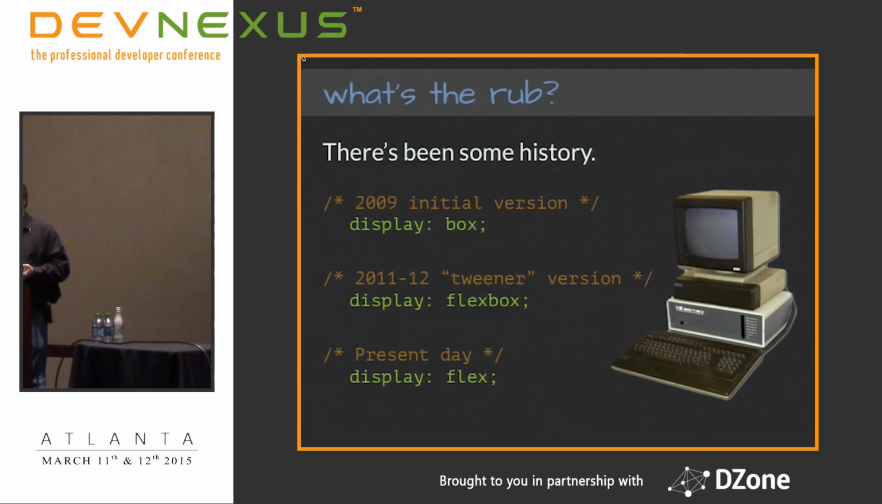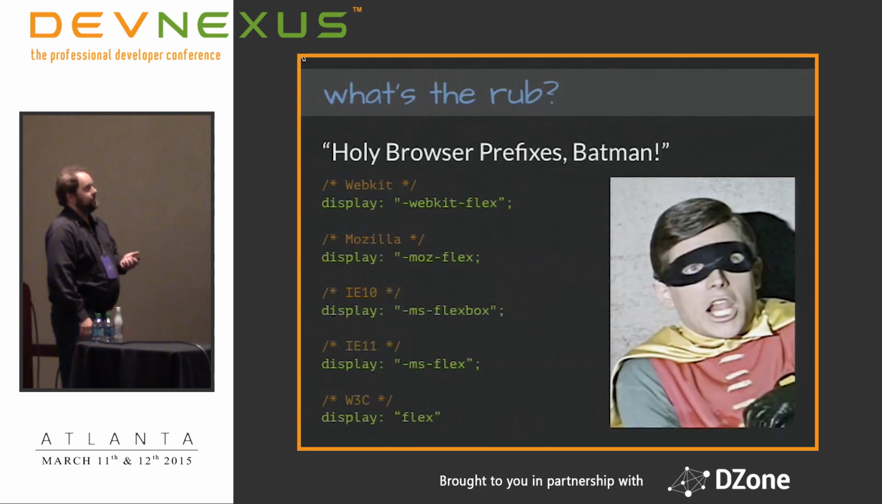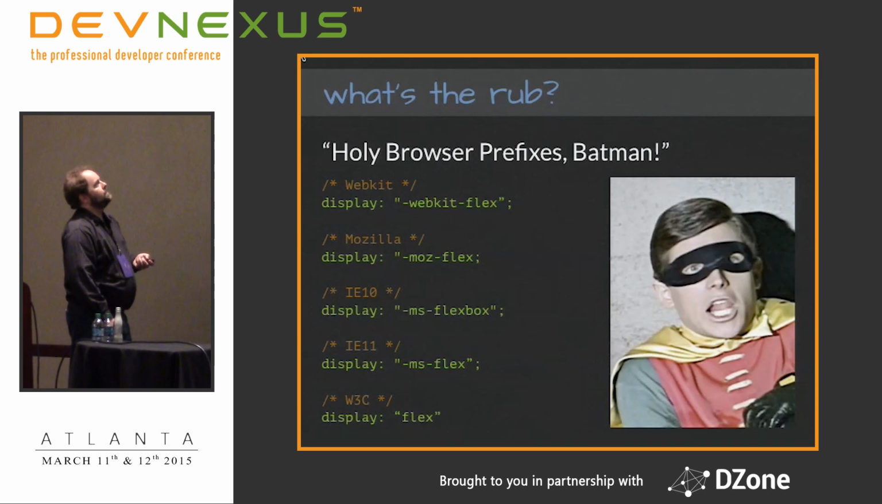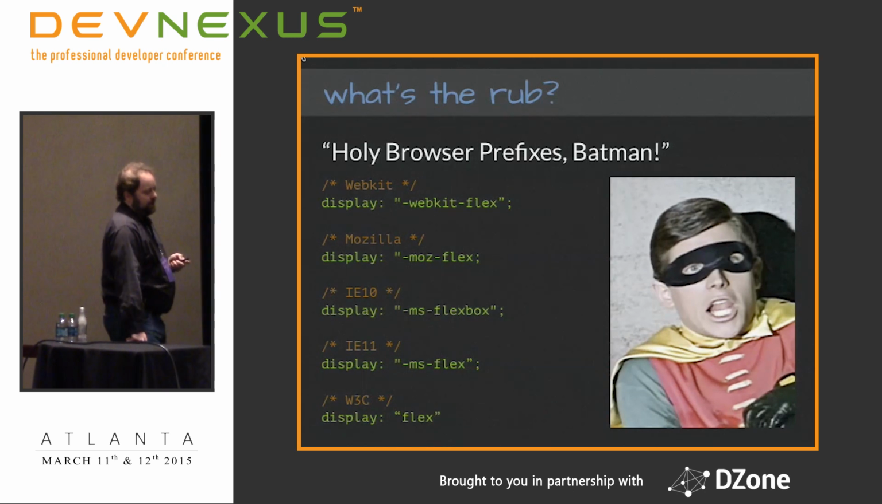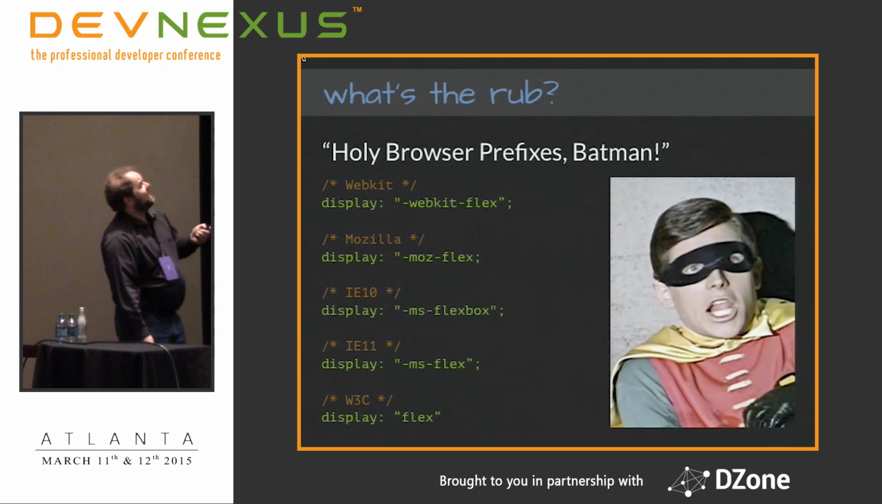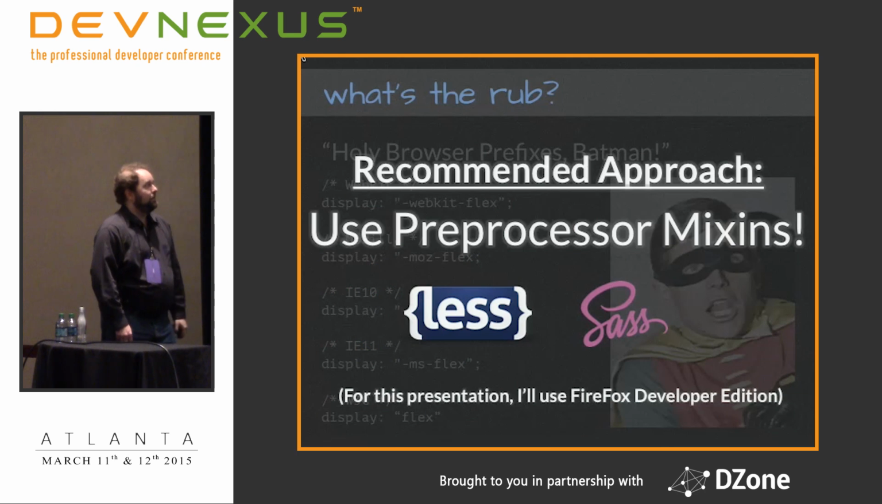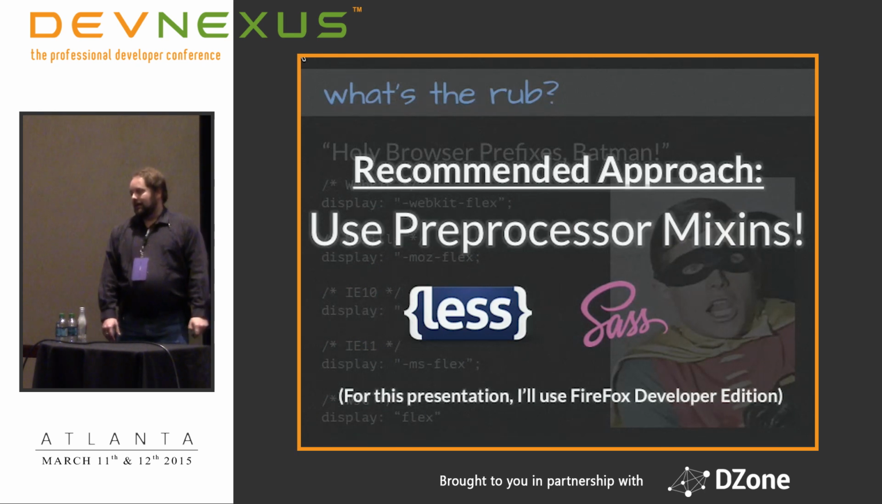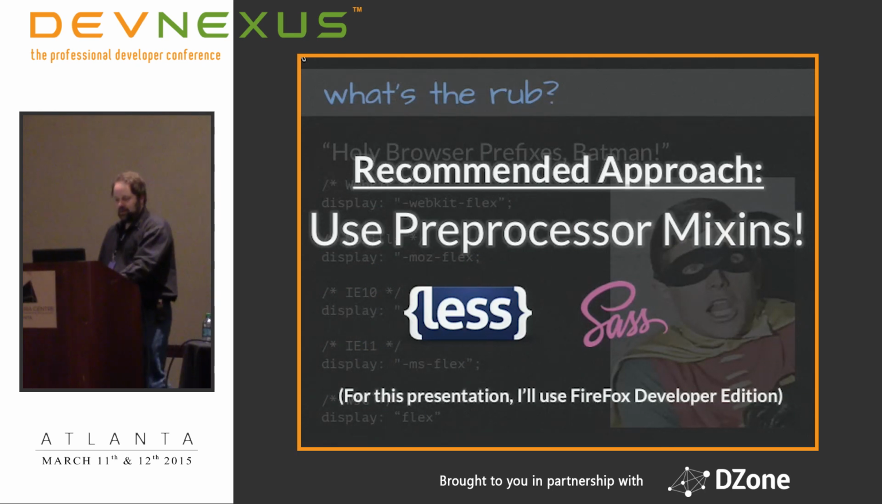Another rub: browser compliance. Holy crap, browser prefixes. So what I'm going to do in this presentation is use Firefox Developer Edition, because it's really good at just handling the vanilla properties. We're all going to get information overload if we try to look at all these things with six browser prefixes for every element that we want to style. But for that very reason, you probably want to hop on LESS or Sass and make some mixins.